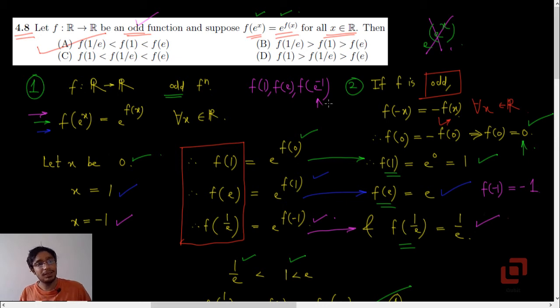Okay, yes, all of the other options are incorrect. C is not right because of this. B is also not right, and so is D. So 4.8, option A.